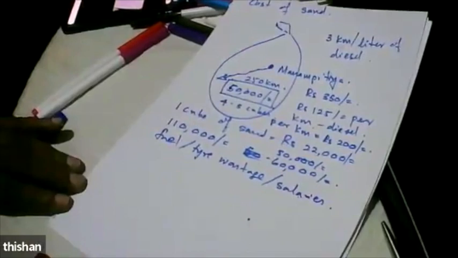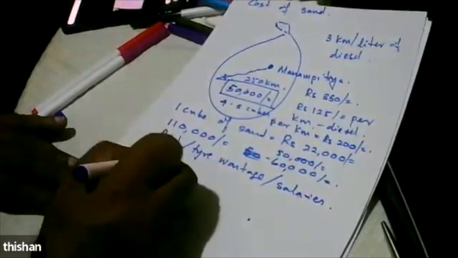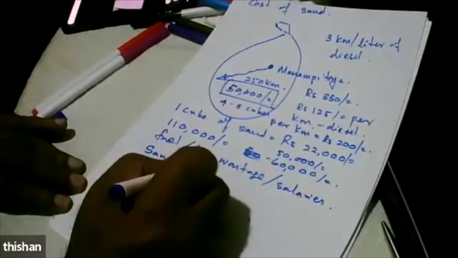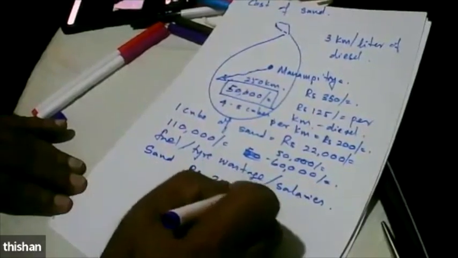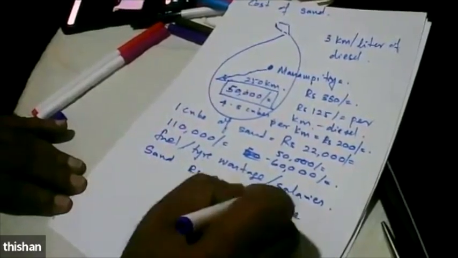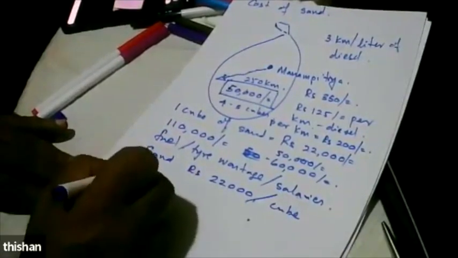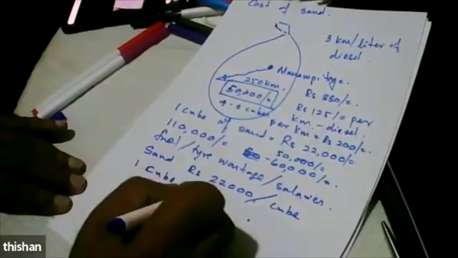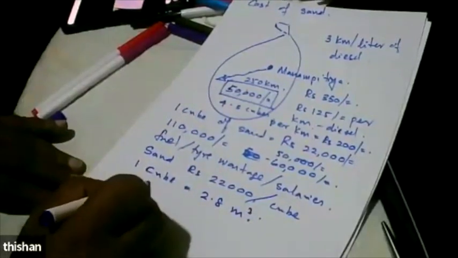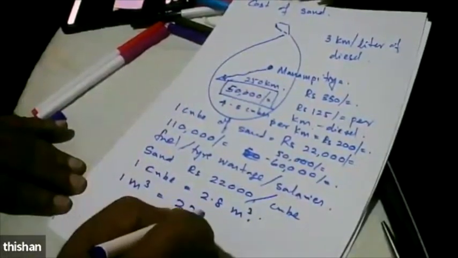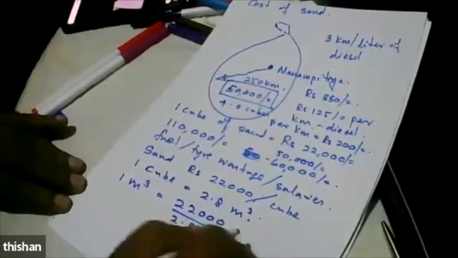So when you look at all these things, sand is priced as rupees 22,000 per cube. 1 cube is 2.8 cubic meters. So 1 cubic meter has a cost of, 2.8. What is the cost, Bambuku?